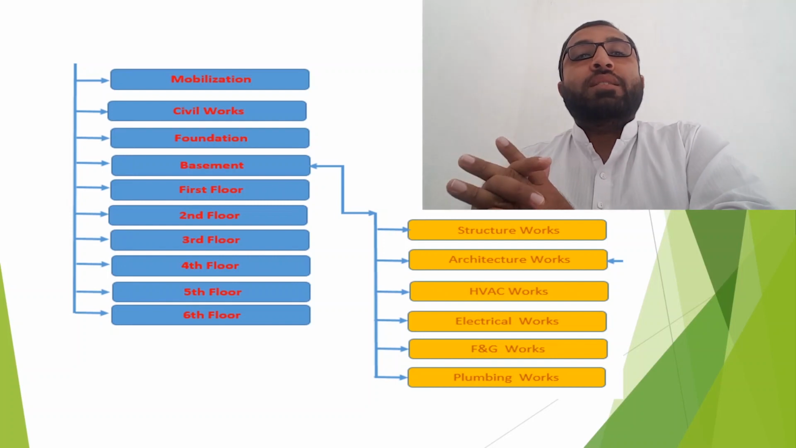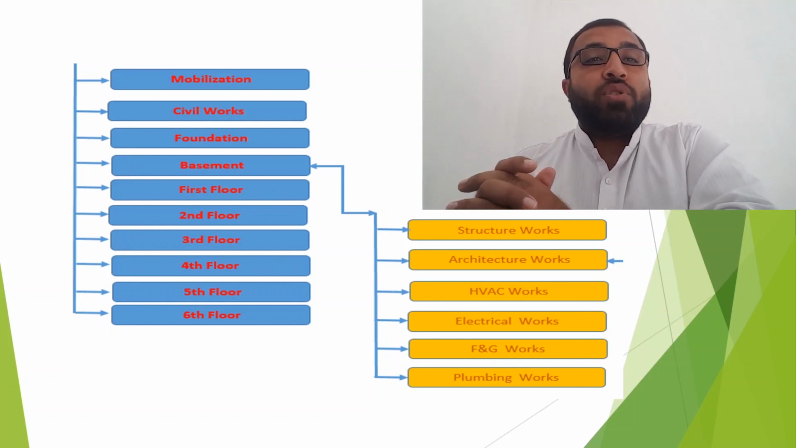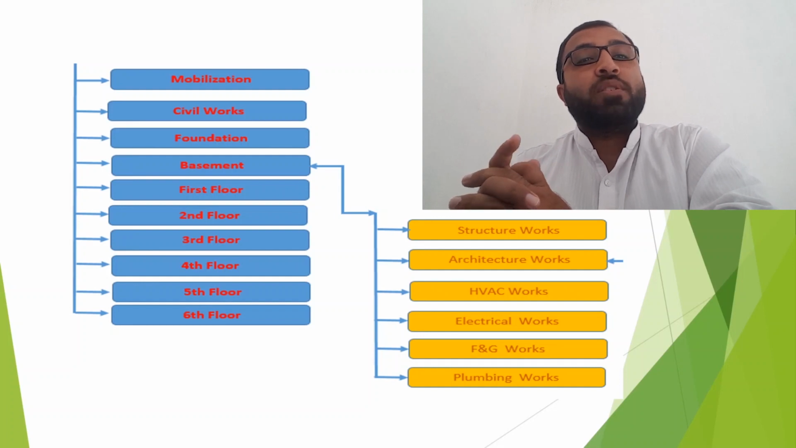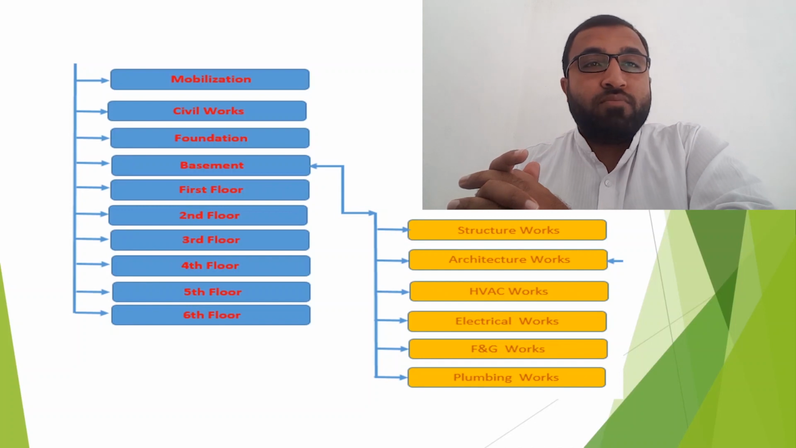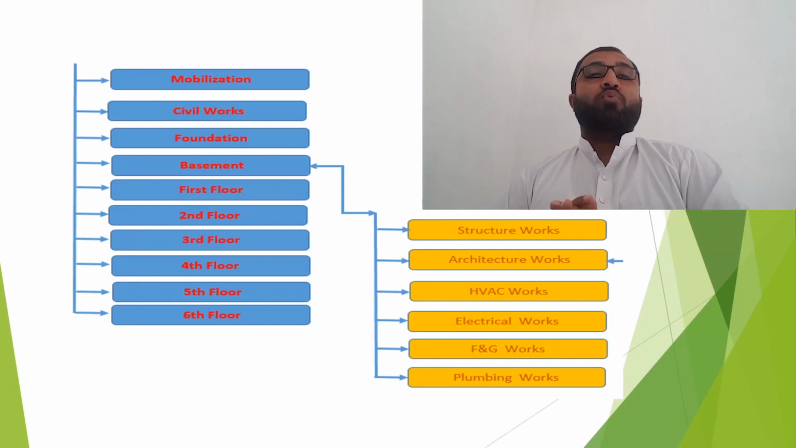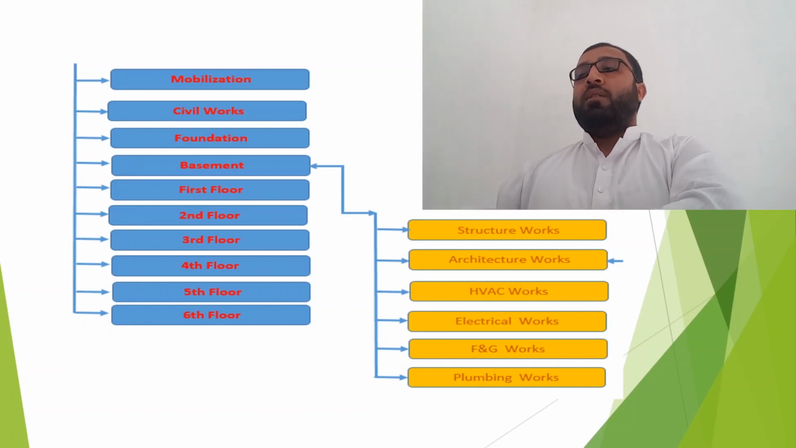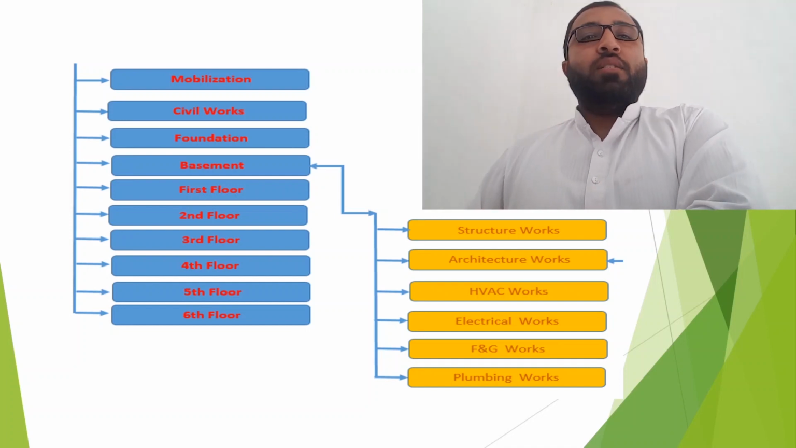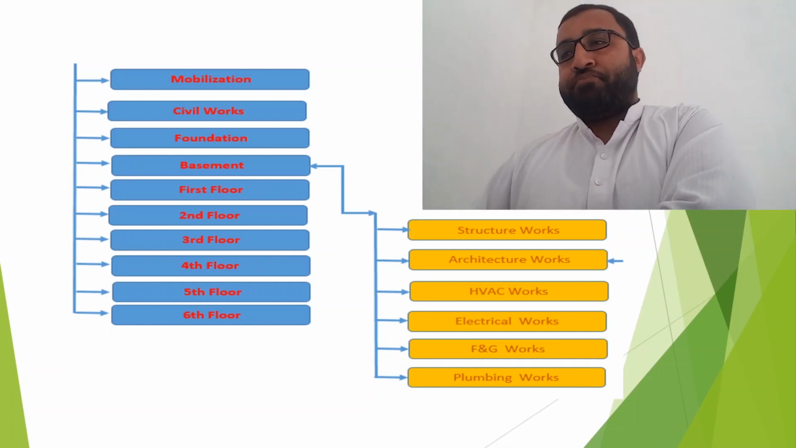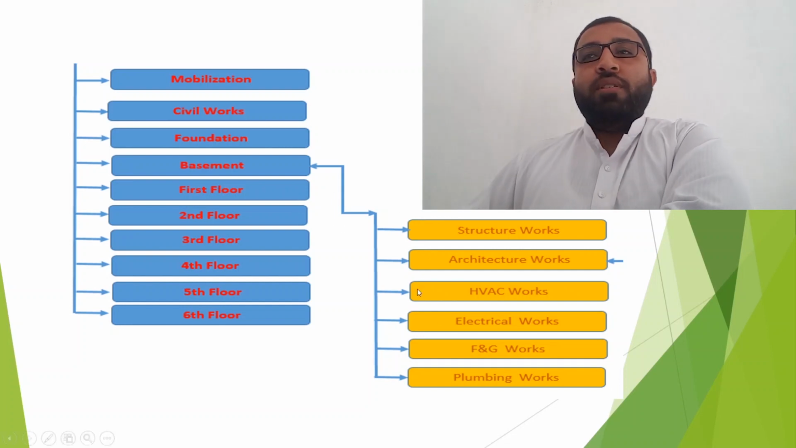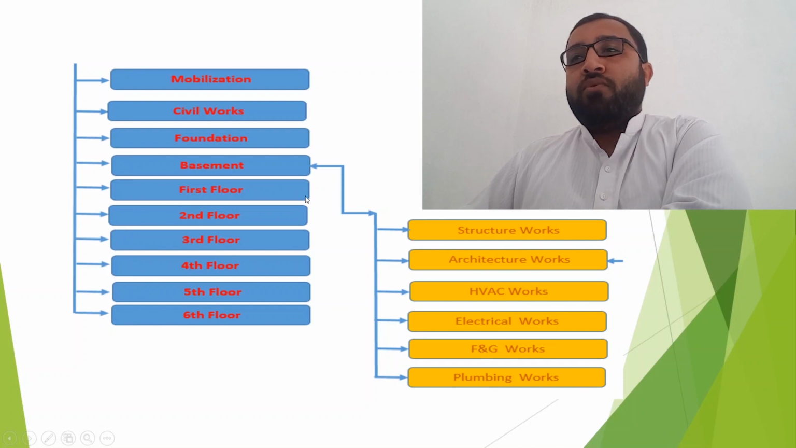So these MEP works have a crucial relationship with the civil works. We want some clearances from the civil team, and also we want some clearances from the MEP team. So there will be a lot more interdependencies, but that I will tell you later on. Then this is a typical example I have given for the basement floor. For all the floors we will make the same WBS.